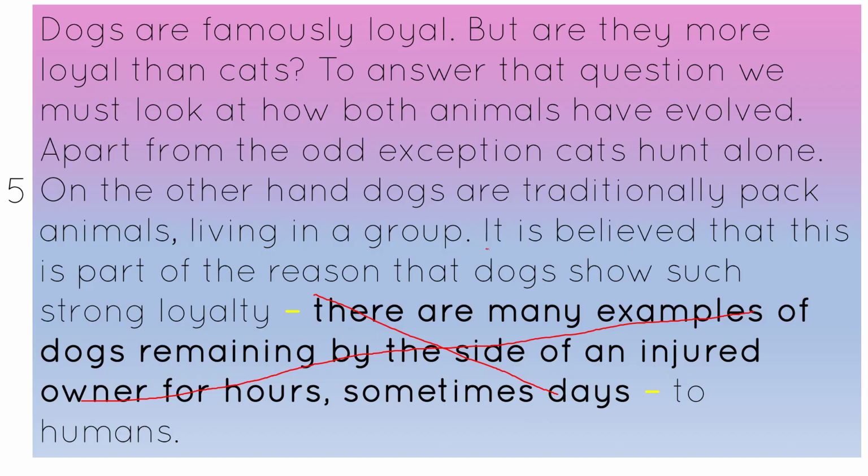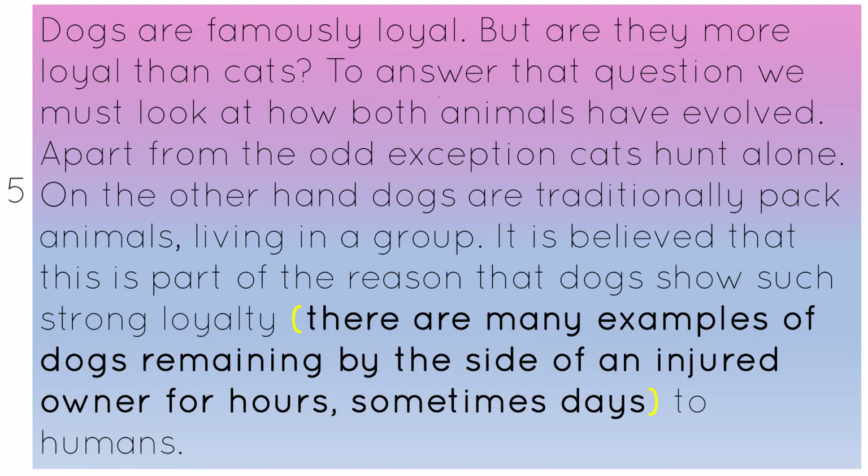Watch, I'm going to start reading from here, and I'm going to read down to the bottom of humans. It is believed that this is part of the reason that dogs show such strong loyalty to humans. And that's another test you can use to check if what you're looking at is actually parenthesis. Because if you remove the parenthesis, it will still make grammatical sense. Okay, so in this case, the writer used dashes.